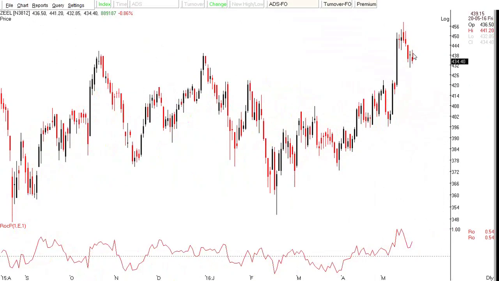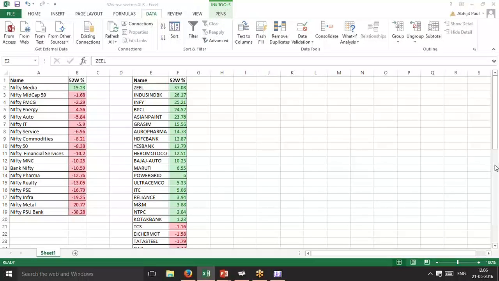So this is exactly how we will filter out the sectors, and this is exactly the way we will figure out the strong stocks within the strong and weak sectors. So that's the idea of how to use the relative strength comparison.